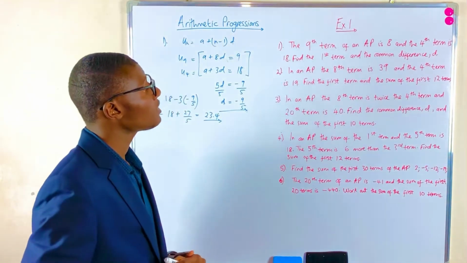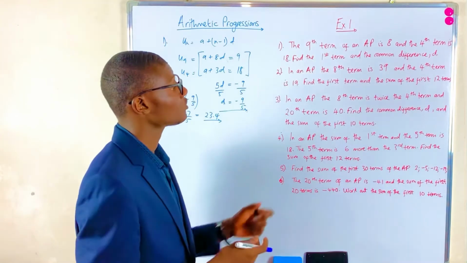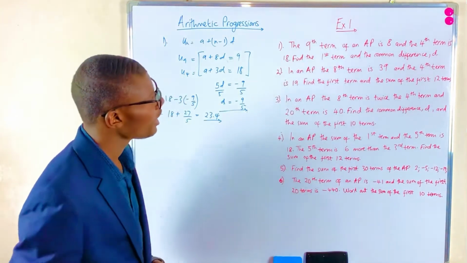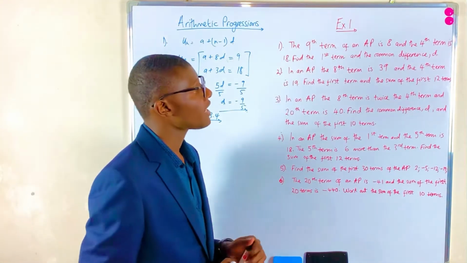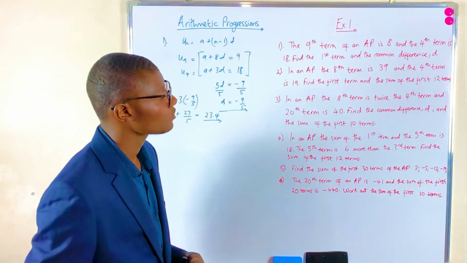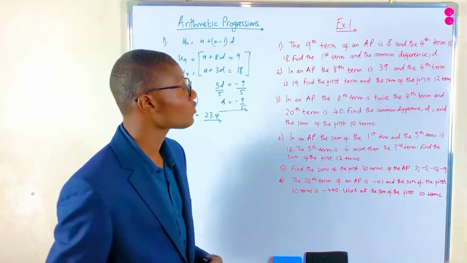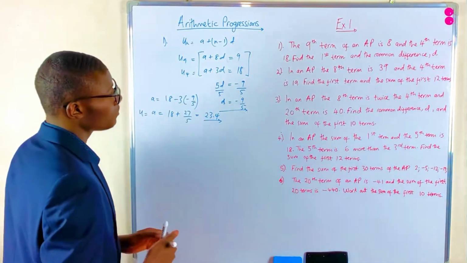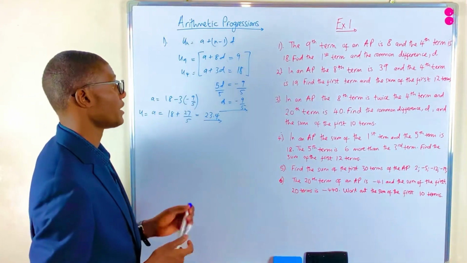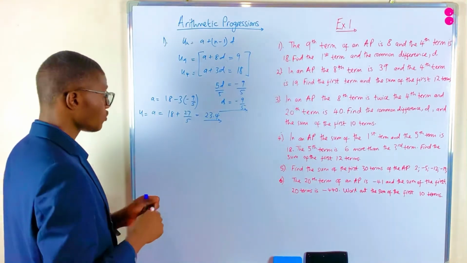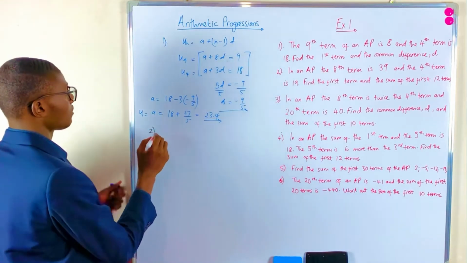In an AP, short for arithmetic progression, the 8th term is 39 and the 4th term is 19. So we'll say find the first term and the sum of the first 12 terms. So what can you do here? For number 2, so that was number 1.